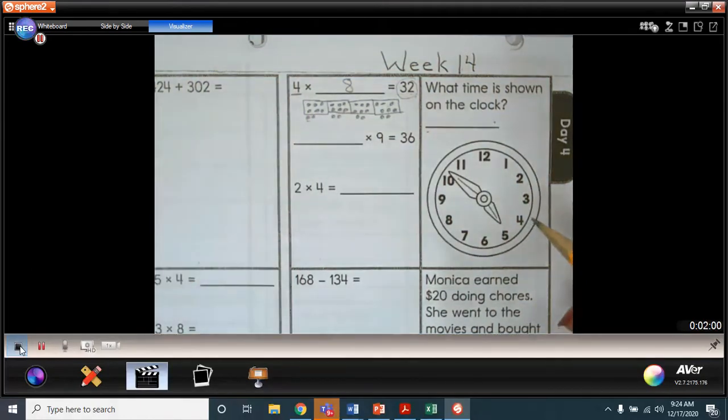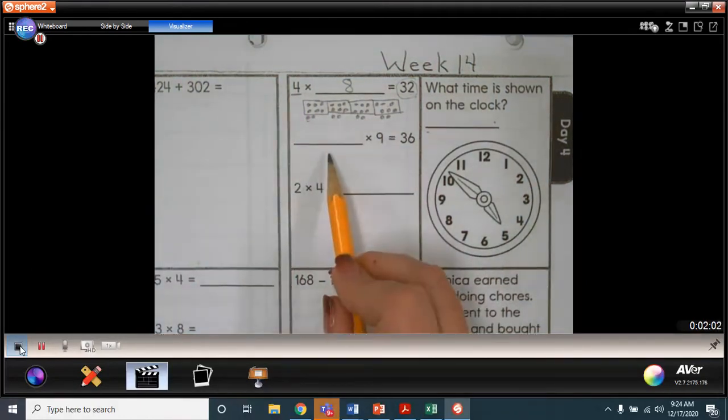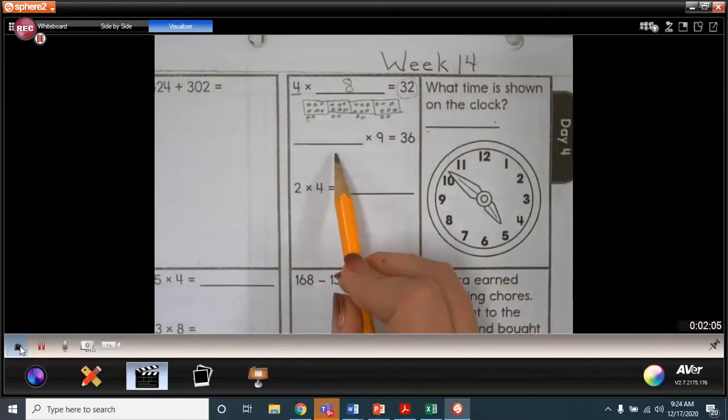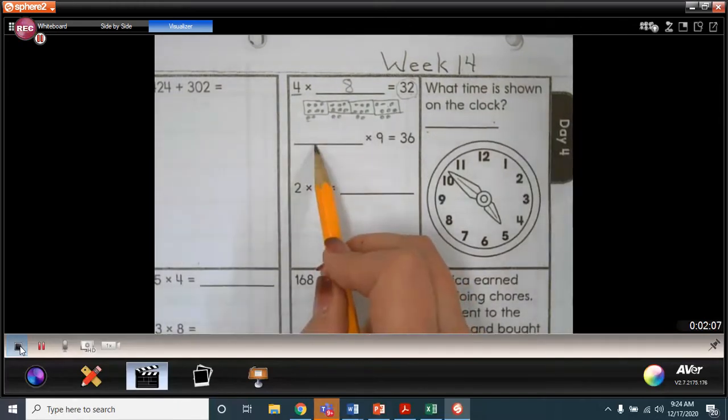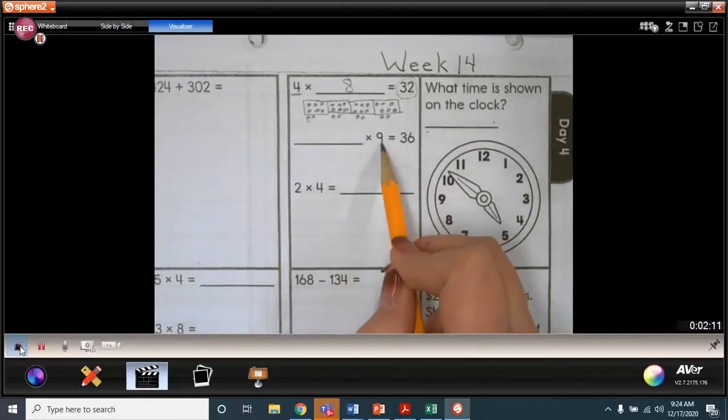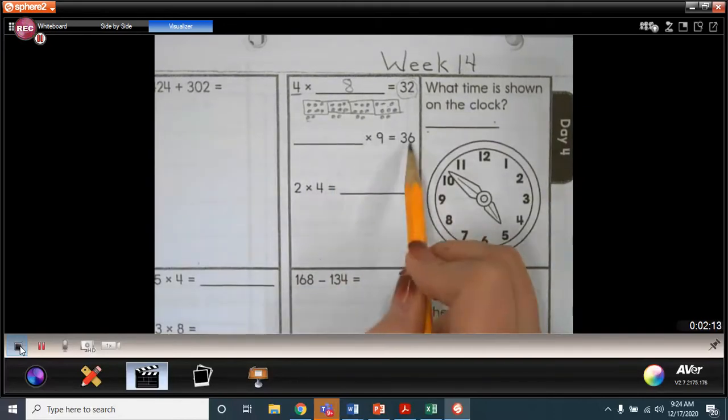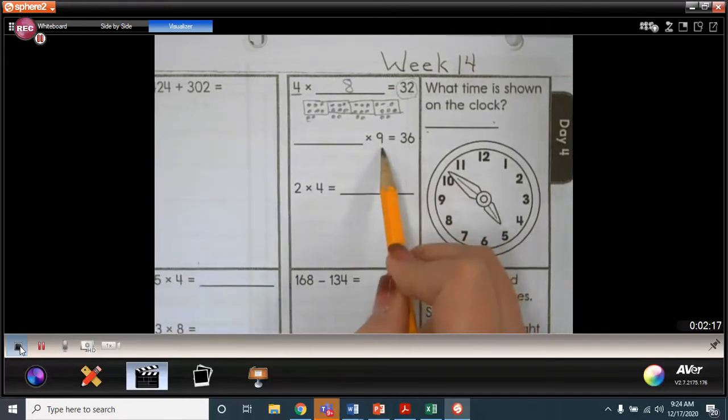So now we're going to look at the next equation, and our next equation is missing our factor with the groups, but we know how many we have in each group, and we're going to have a total of 36. So now I'm going to use what I did with repeated subtraction. I'm going to take a group of 9 and put it into a group, and then find out how many groups I have once I get to 36.